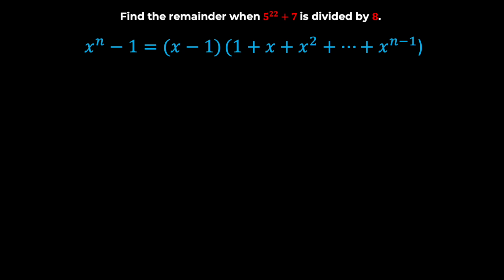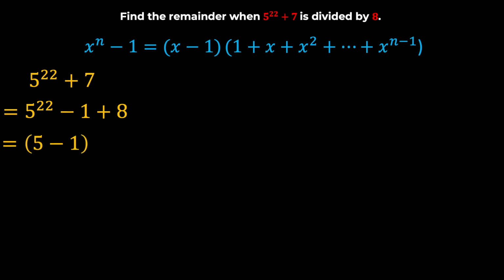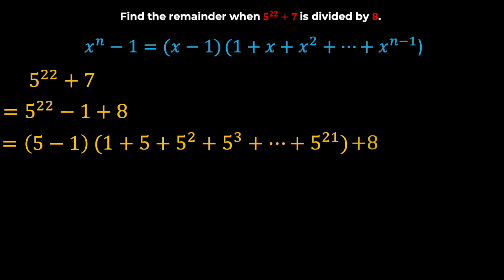So as I said before, I'm going to start with the number 5 to the power of 22 plus 7, and I'm going to manipulate it. First of all, I'm going to replace 7 with 8 minus 1. So I will have 5 to the power of 22 minus 1 plus 8. Next, if I use the identity, I can factor 5 to the power of 22 minus 1 as 5 minus 1 times 1 plus 5 plus 5 squared plus 5 cubed, and so on and so forth, up to 5 to the power of 21. And of course, we have a plus 8.